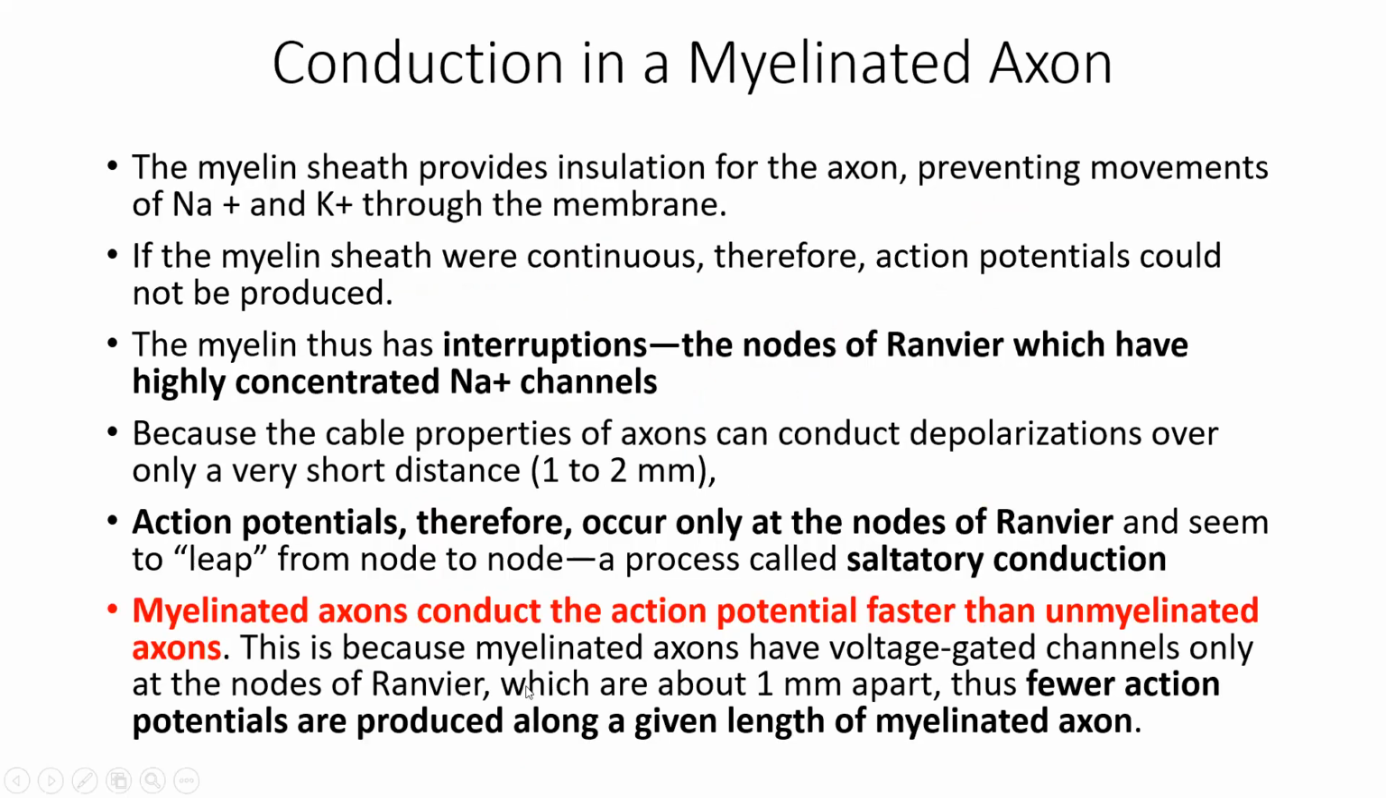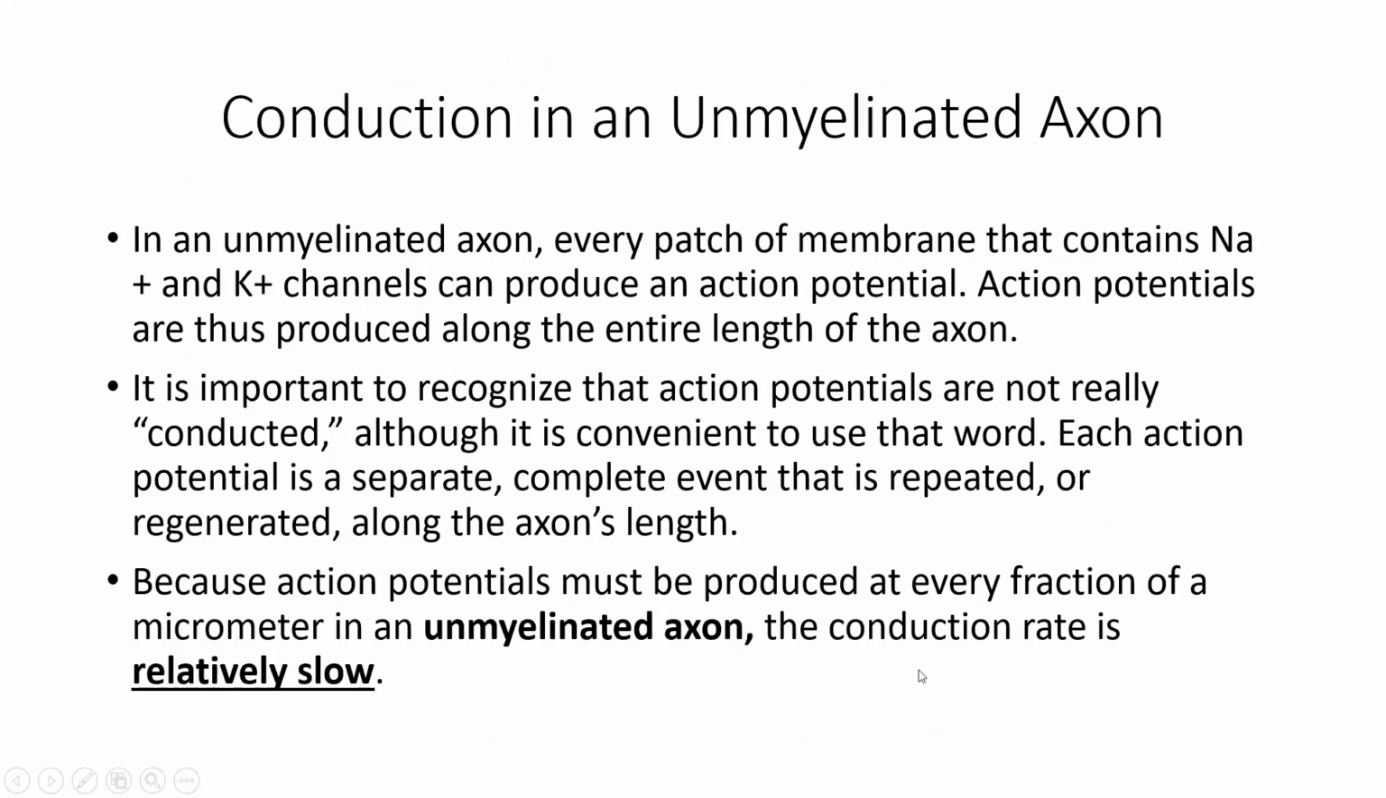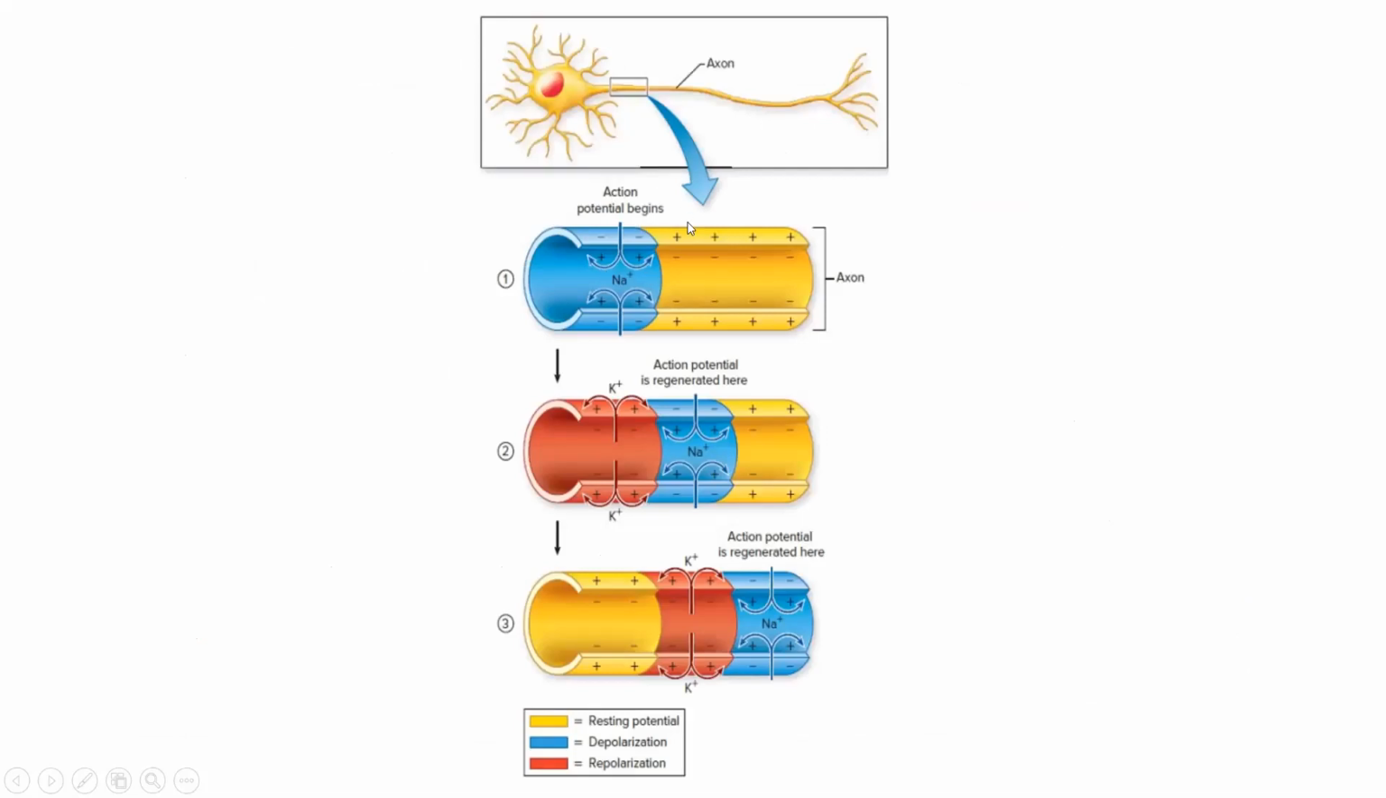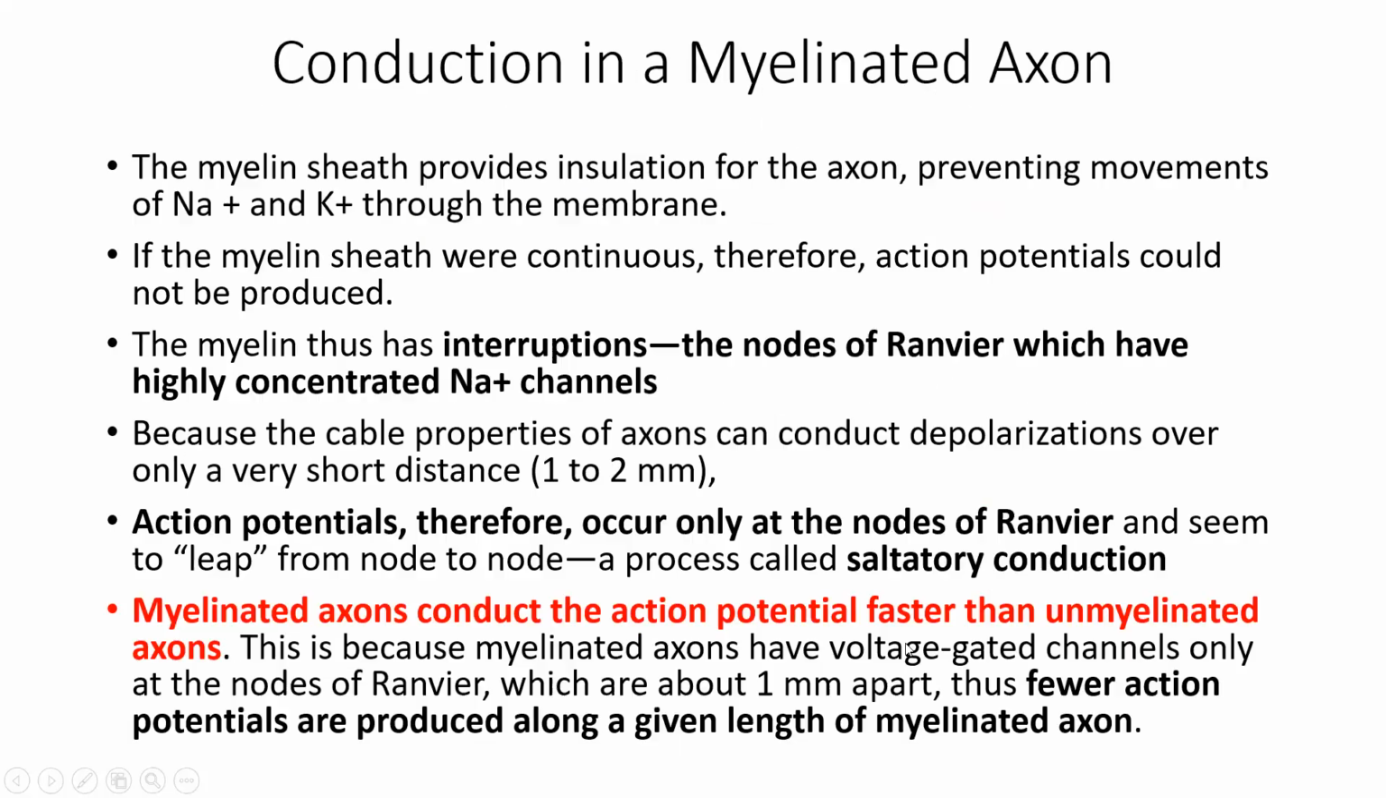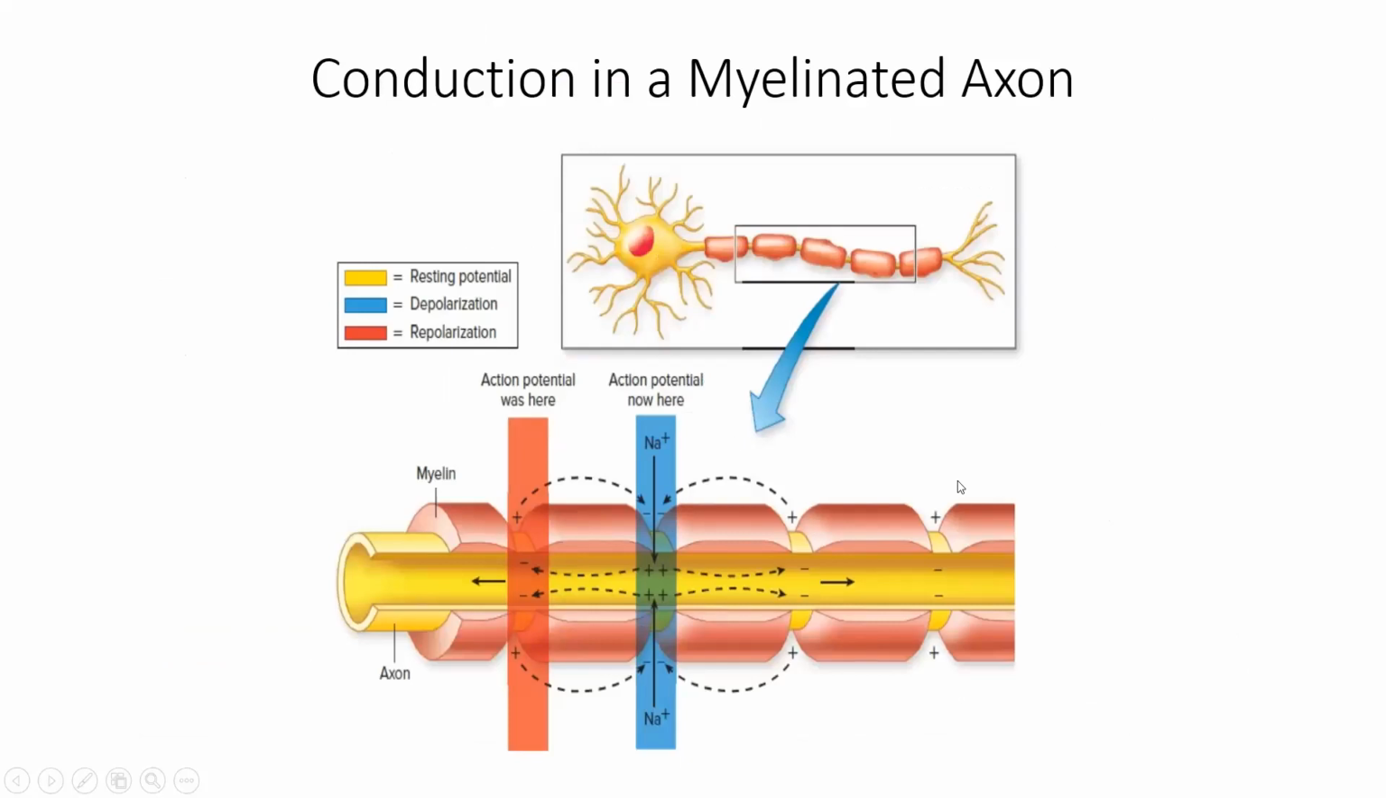So myelinated axons conduct the action potential faster than unmyelinated axons. Why? Because fewer action potentials are produced along a given length of myelinated axon. The unmyelinated one needs to create so many little action potentials step by step, but this one can jump and actually develops fewer potentials, faster. That's why neurons with long axons are generally myelinated, because the impulse has to be conducted really quickly.